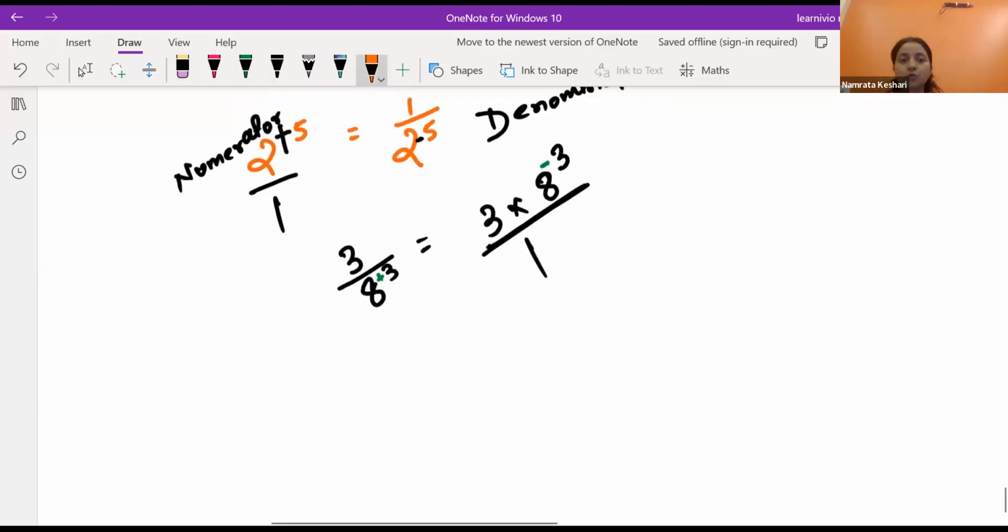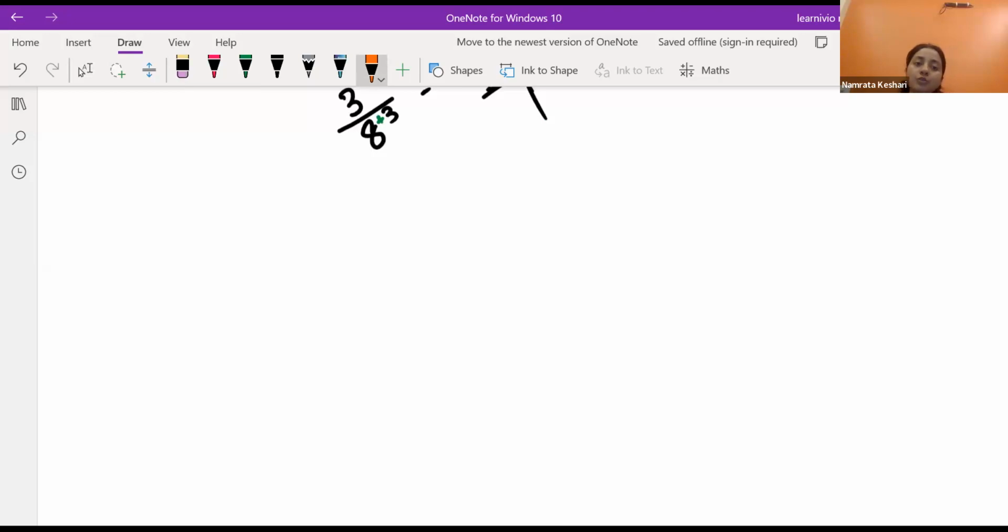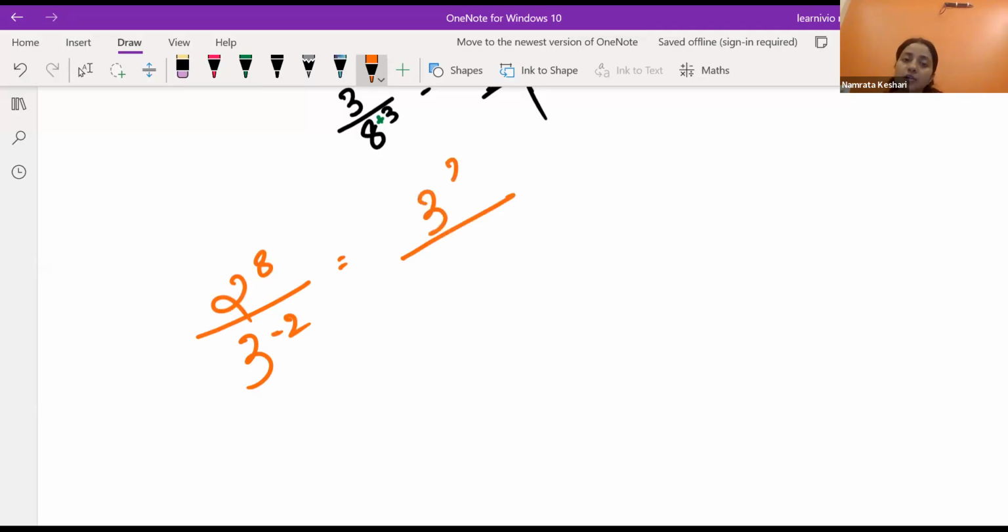Let's see a few more examples. If we have 2 to the power 8 by 3 to the power minus 2, this 3 is telling me that I want to go in the numerator, and 2 is telling me I want to go in the denominator. Now it is allowed. 3 can be written in the numerator, but I will reverse the sign of the power. If it was negative, now it is positive. And 2 to the power 8 can come in the denominator. I just have to reverse the sign.